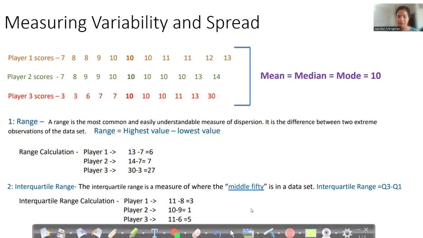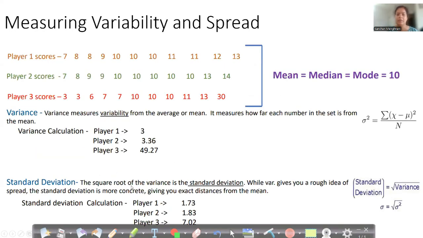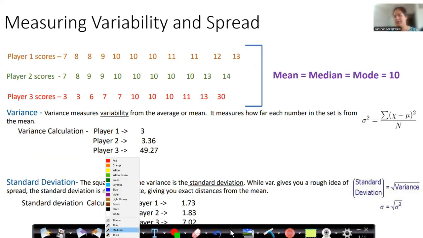So we talked about range and interquartile range, and let's talk about the third measure, which is variance. Now, there is a limitation on range and interquartile range. If you look at the formula, they are only dependent on 2 values, highest minus lowest, or Q3 minus Q1. They don't take into account each of the data points. That's a bit of a limitation. But when you talk about variance, it takes into consideration all the data points.